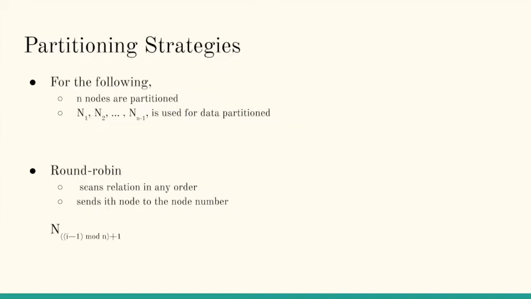To begin these partitioning strategies, we'll say that there are n nodes that are being partitioned, and n to the 1 is going to be used, or that grid is going to be used for the data partition. In a round-robin system, it scans the relations in any order, then it sends the ith tuple to node (i - 1) mod n plus 1. This rotates which position the new tuple is placed.